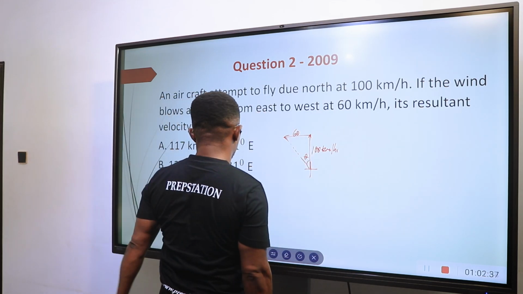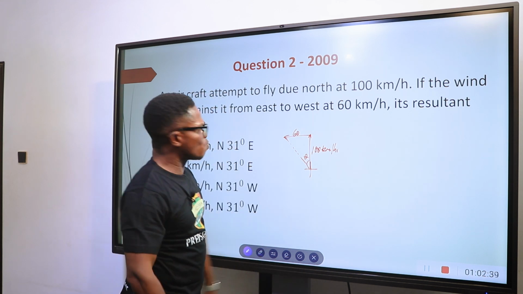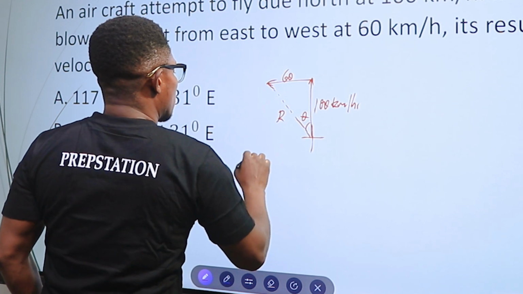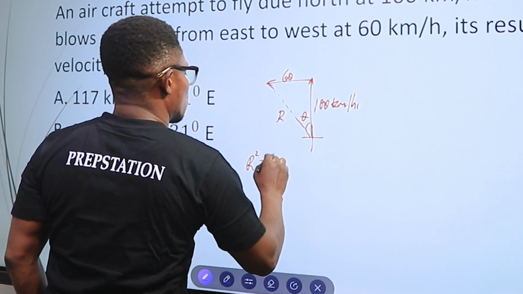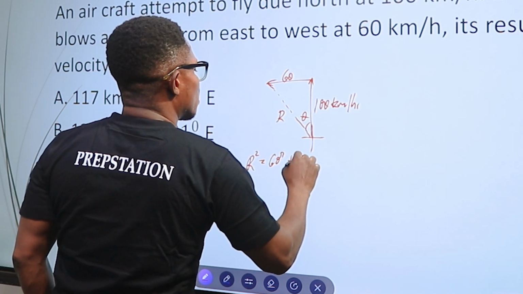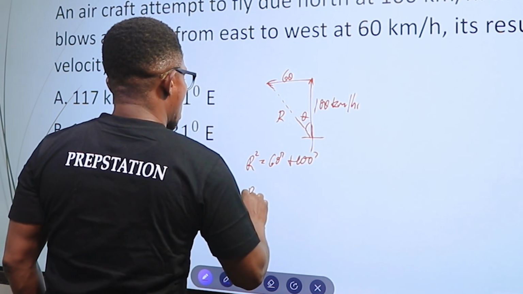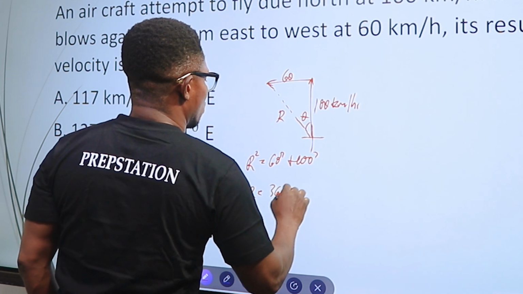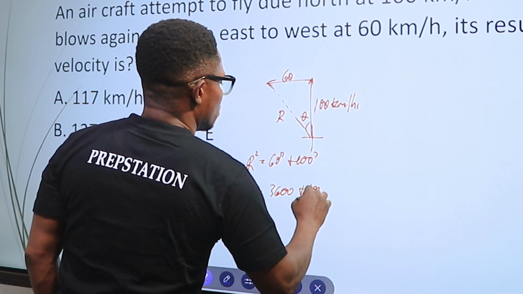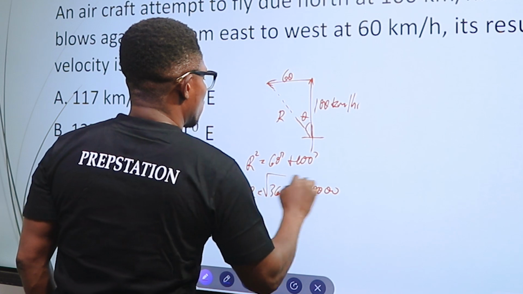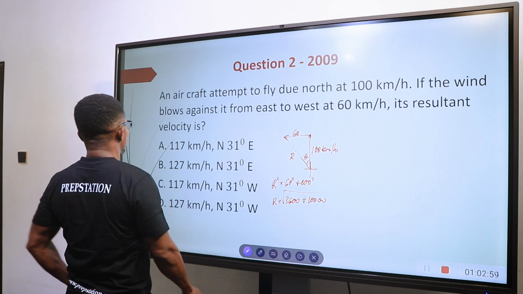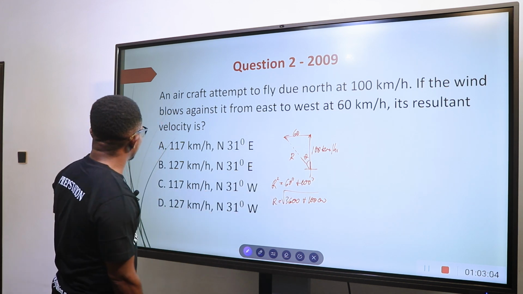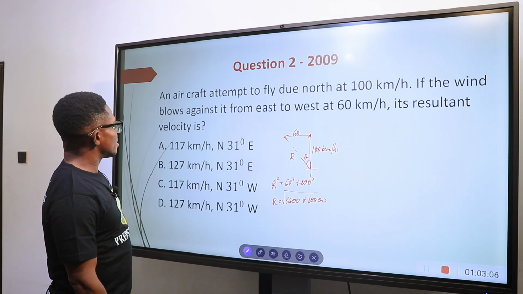So this is a right angle triangle already. So what do we use? Pythagoras theorem. Let's say this is R. So I'll now say R squared will be equal to 60 squared plus 100 squared. So R squared will be equal to 3,600 plus 10,000. And so if you take the square root of this, you are going to get 116 point something. Then approximately that will be 117.